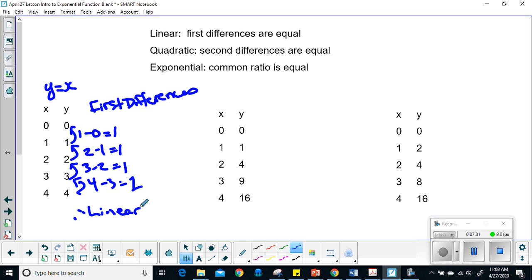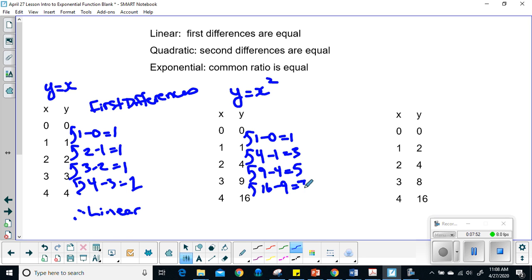Let's look at my quadratic. Here I have the function y equals x squared, because that's what we've been graphing. Again, we do our first differences. 1 minus 0 is 1. 4 minus 1 is 3. 9 minus 4 is 5. So here we have our step pattern, which is the jump between dots. 16 minus 9 is 7.